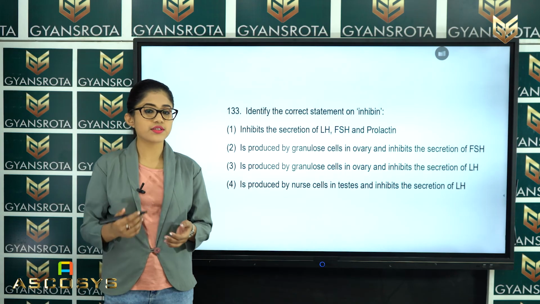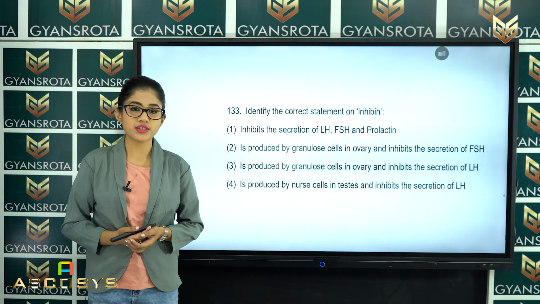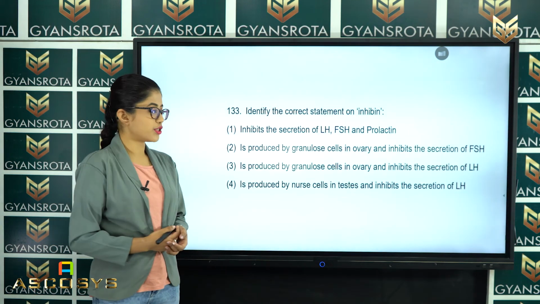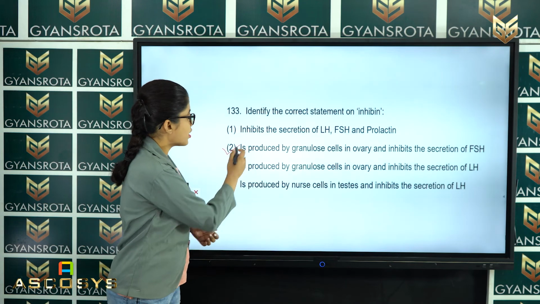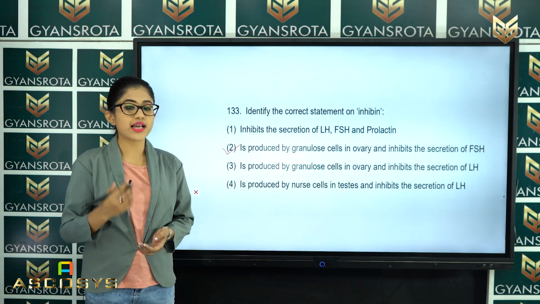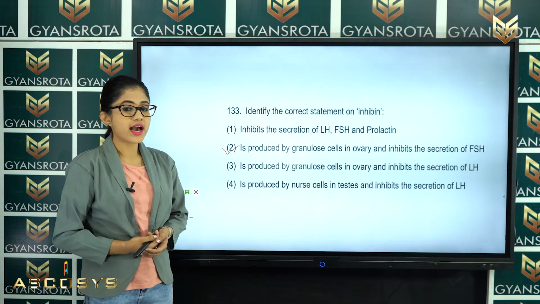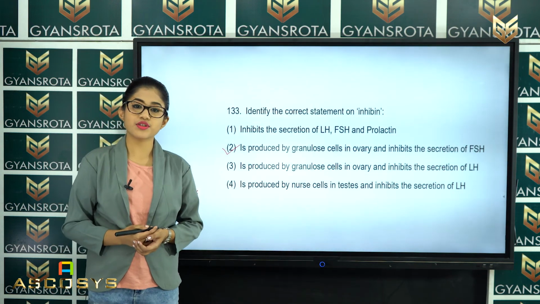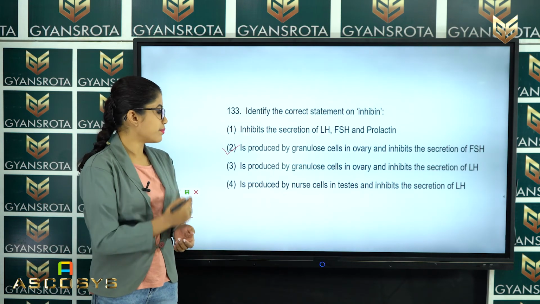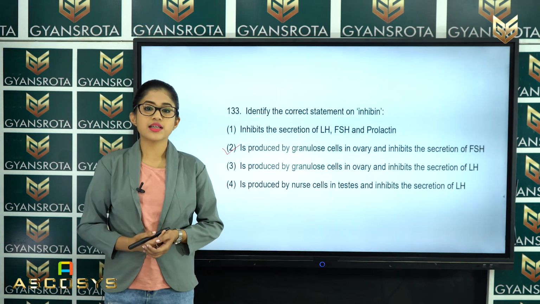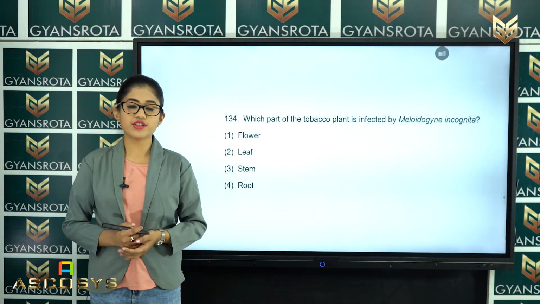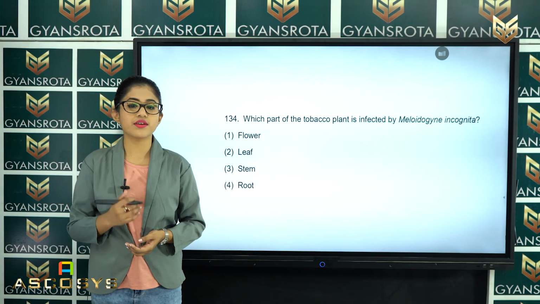So, this is from the chapter Human Reproduction. So, which among them is the correct statement? That is the option number 2. So, the inhibin is produced by the granulosa cells in the ovary and it inhibits the secretion of follicle stimulating hormones. So, correct statement is option number 2. Now, let us move on to the next question. Now, the next question is question number 134.